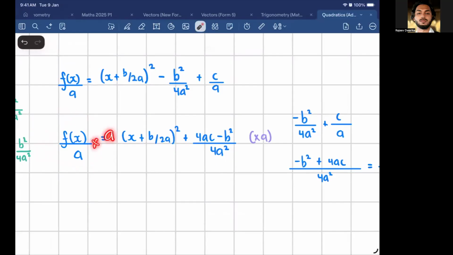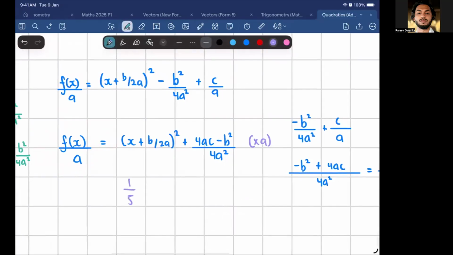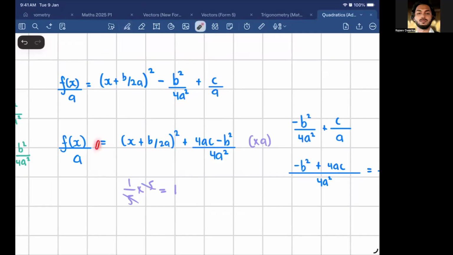If I had 1 over 5 multiplied by 5, what would that be? 5 over 5. What's 5 over 5? 1. Right, so the 5 and 5 would cancel off. So now answer the question: if I multiply by a, what's going to happen? It will be f of x.